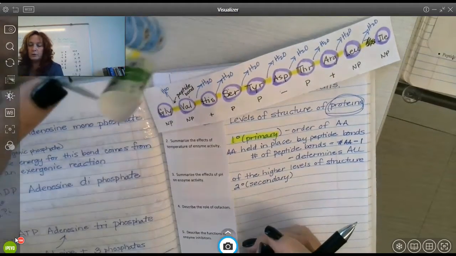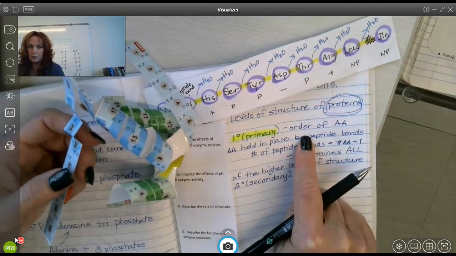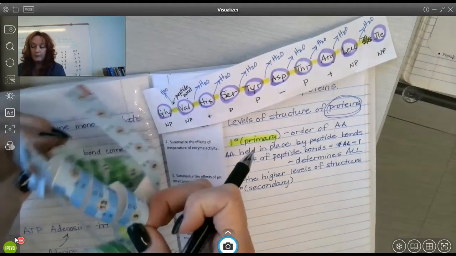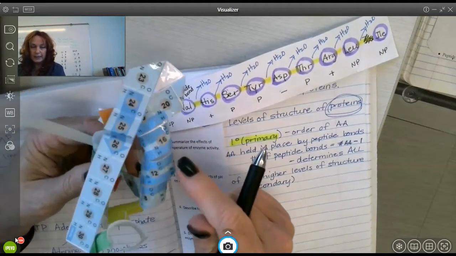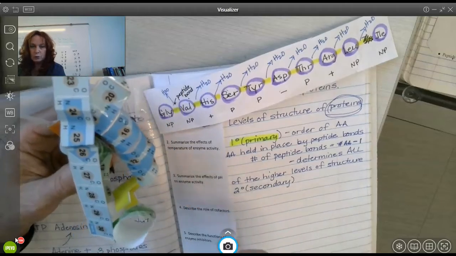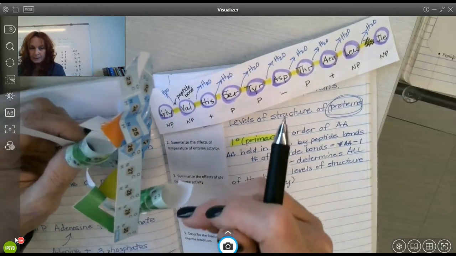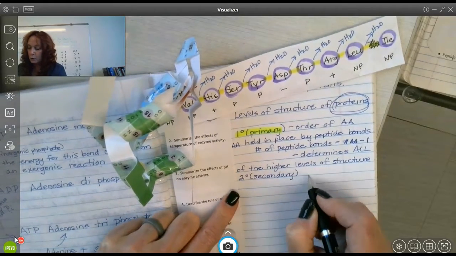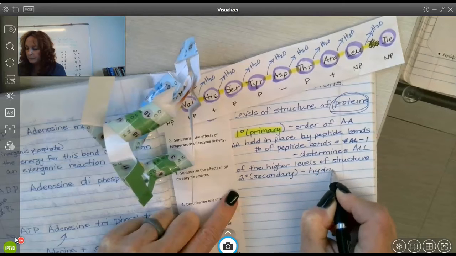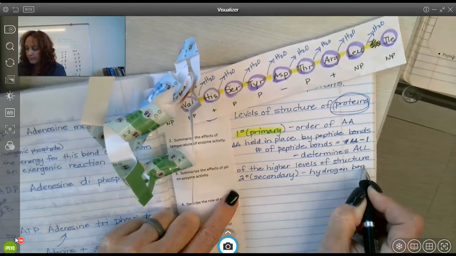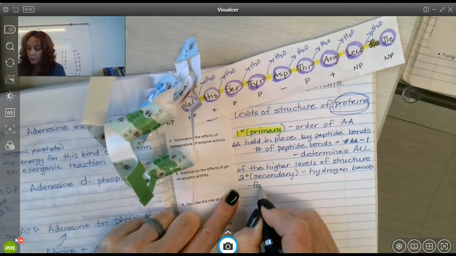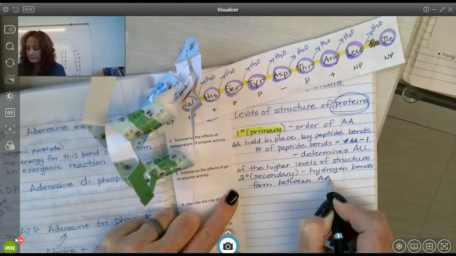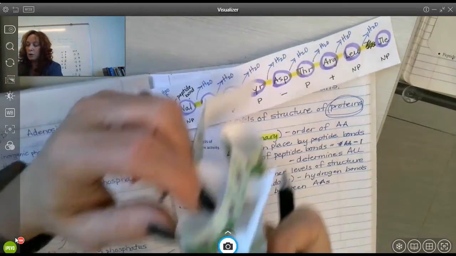So secondary, now that you have all of your amino acids in the order that they are, the close proximity that they have to each other, they begin to have associations with each other, and there's two types of shapes that you're going to get as a result. So for secondary, there's going to be hydrogen bonds that are going to form between amino acids. And that's what we showed here.